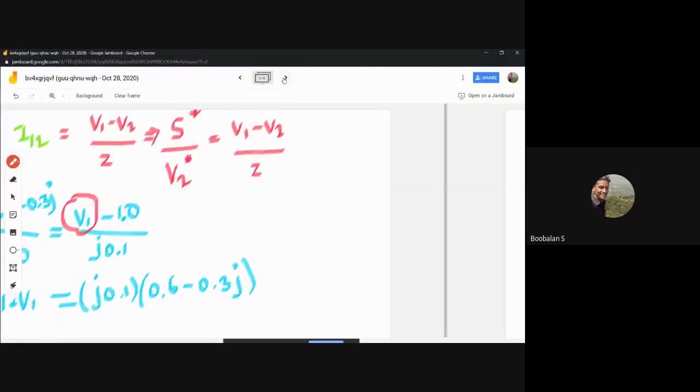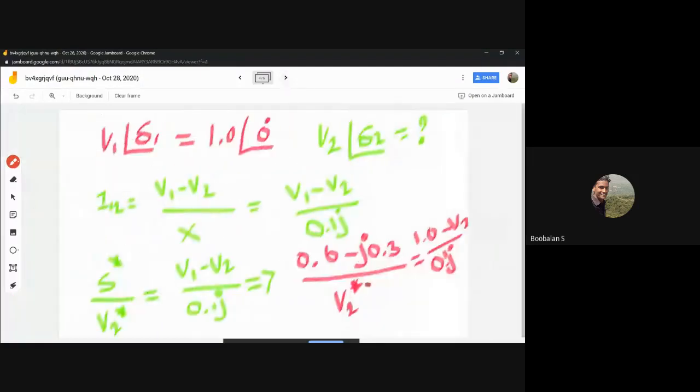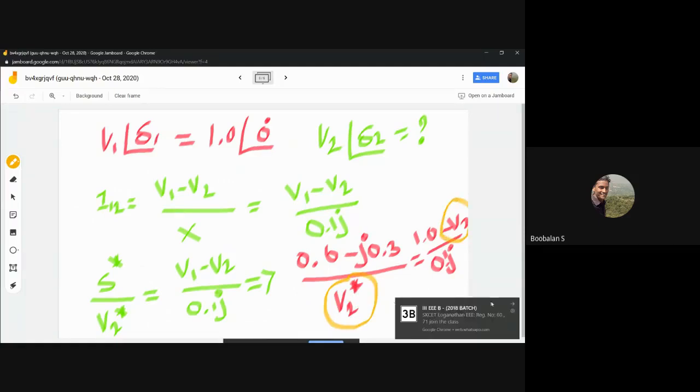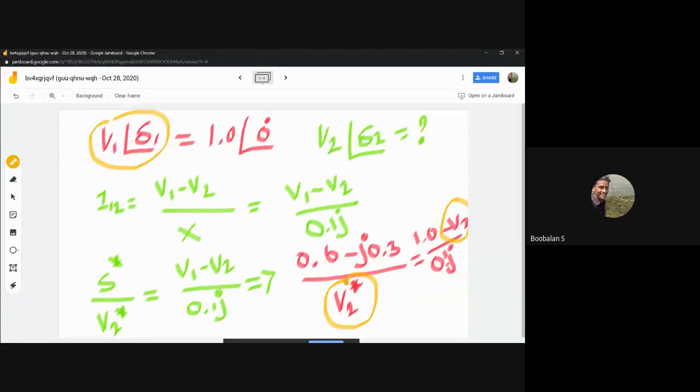But in this problem we have two unknown variables, and that is the difficulty here: V2 complex conjugate and V2. If you knew V2 complex conjugate, definitely you could go on. But in our given problem, they only gave V1 and we don't know V2. So two unknown variables are coming. How could we solve this equation? It will be somewhat difficult.